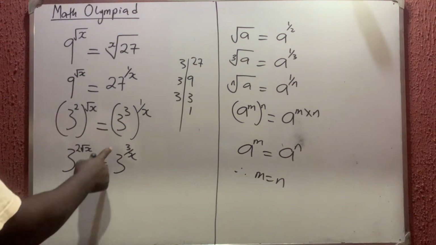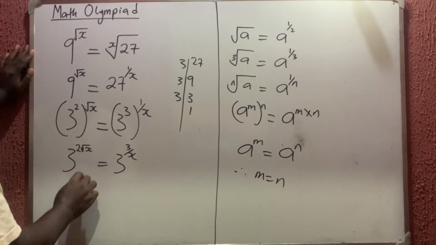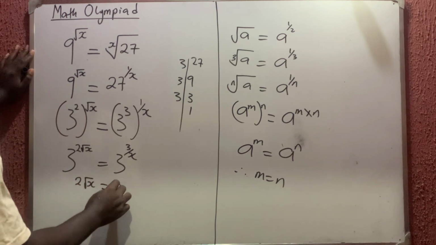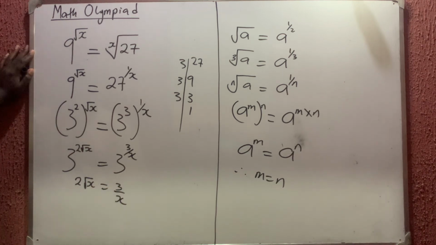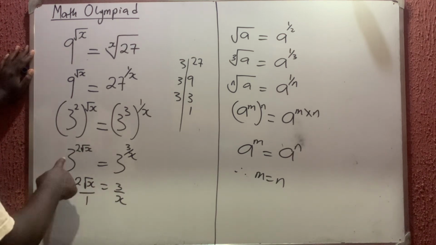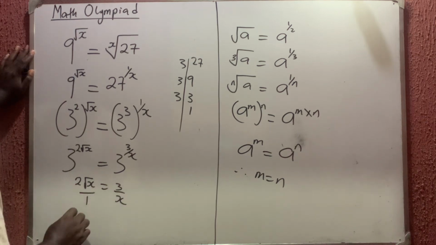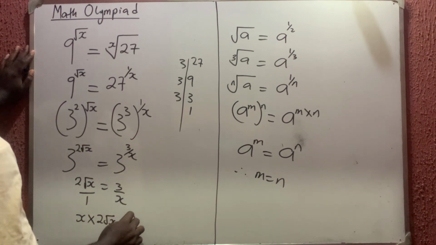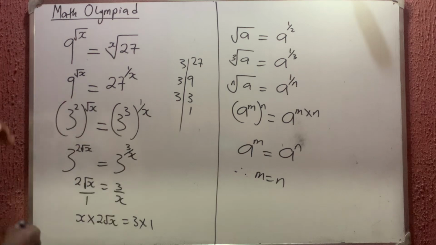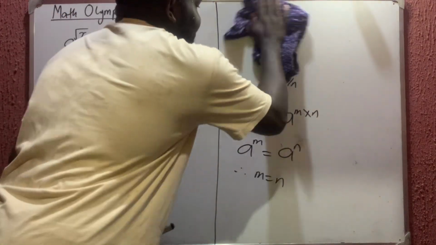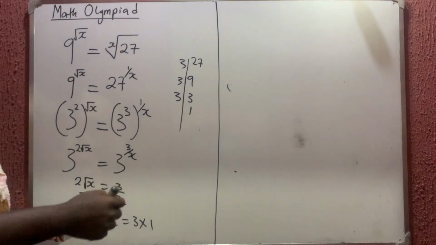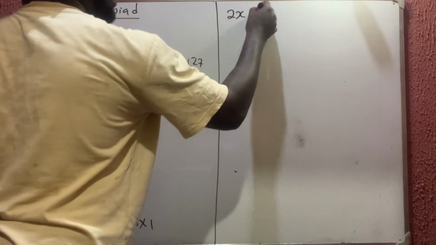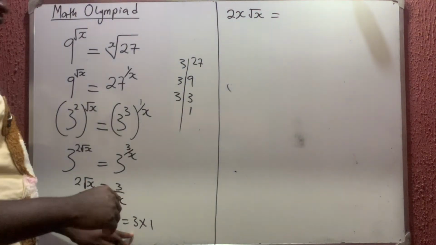So let us do the same thing here. If the bases cancel out, I'm going to have that 2 root x is equal to what? 3 over x. Okay, now if we cross multiply, I'm going to have that x times 2 root x is equal to what? 3 times 1, if I cross multiply. So I'm going to have 2x root x is equal to 3 times 1, which is 3.